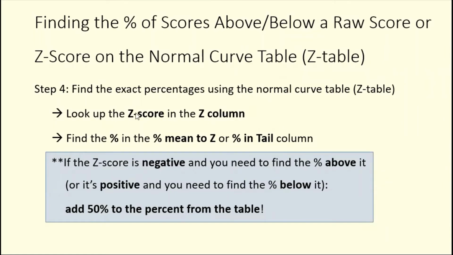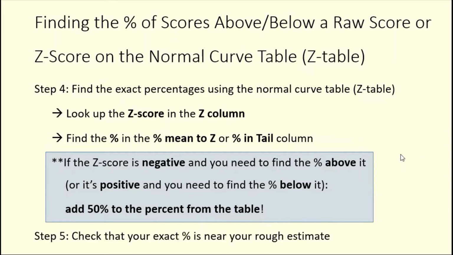You're going to find this exact percent, and you're going to have to remember to check whether or not you need to add 50%. And then in step 5, you're going to check that the percent that you calculated in step 4 is near to your rough estimate. If you find that the percent that you calculated in step 4 is about 50% off, you probably forgot to add your 50%. So drawing it out, making the estimate, and then checking that estimate is really going to save you from a lot of potential errors.